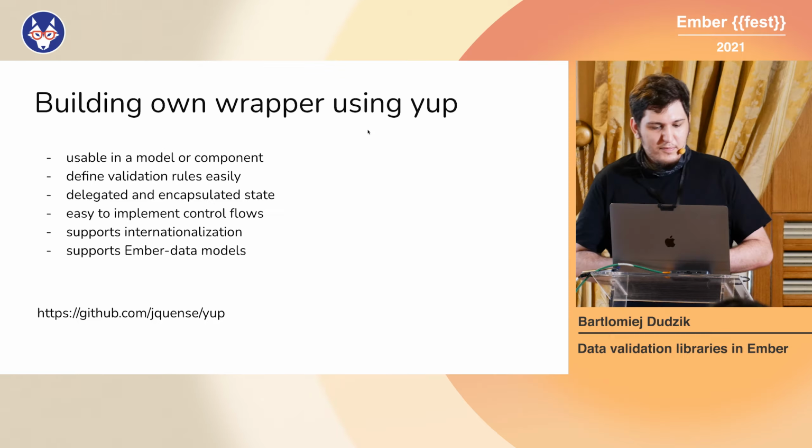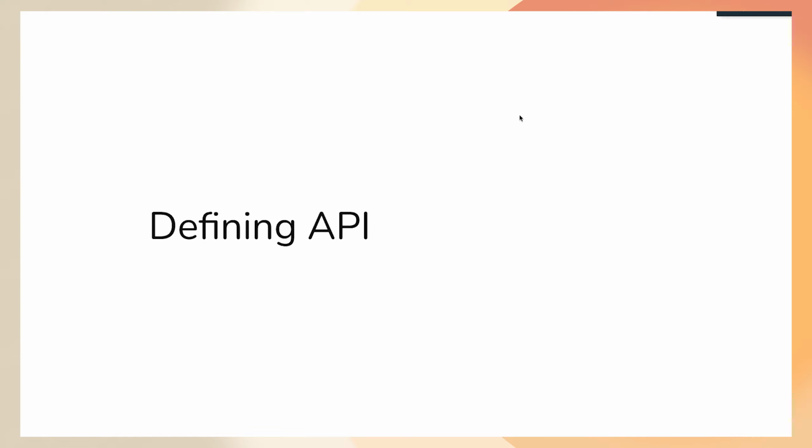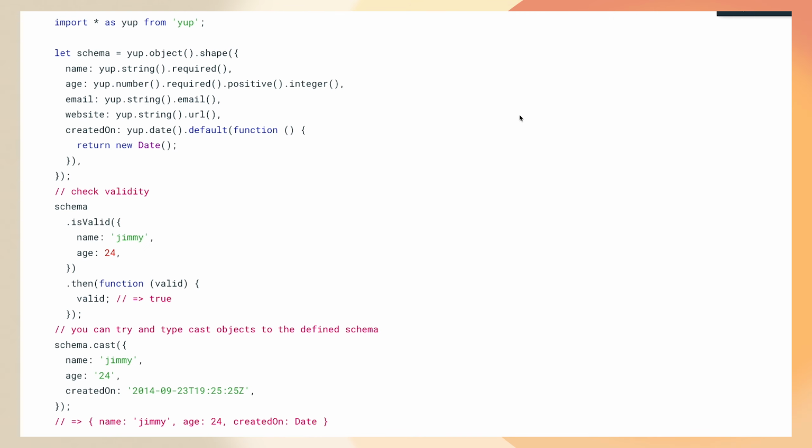It has to have the delegated state. It needs to have easy to implement control flows, because a lot of times, I'm pretty sure you also had to do some conditional validation of your data for internationalization, and finally support Ember data models. So we'll define the API before starting with implementation, but honestly, how I planned it and how it turned out was exactly the same. But first we can take a look at the Yup documentation to see what we are working with.